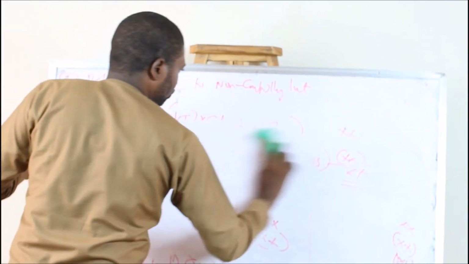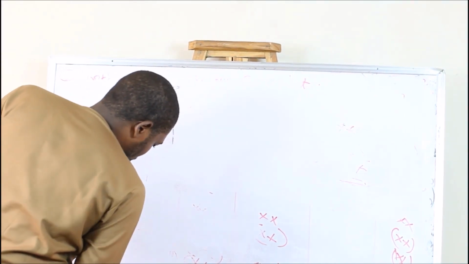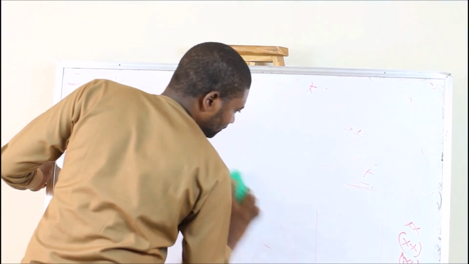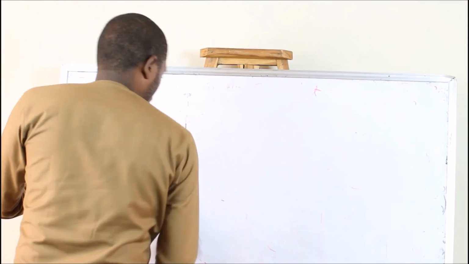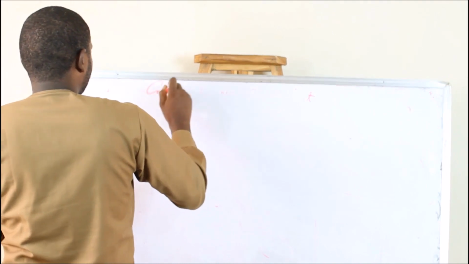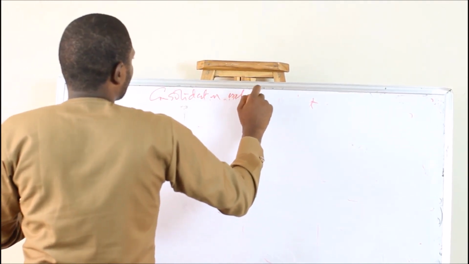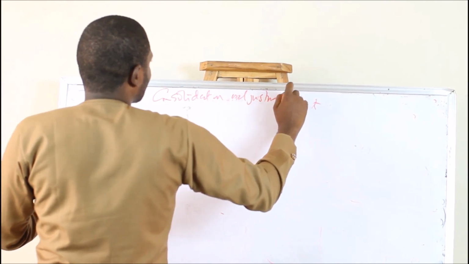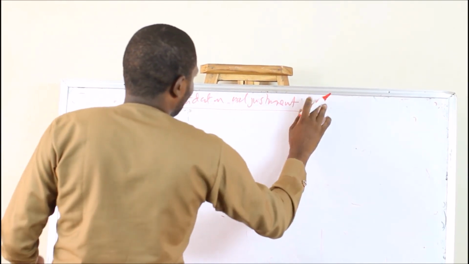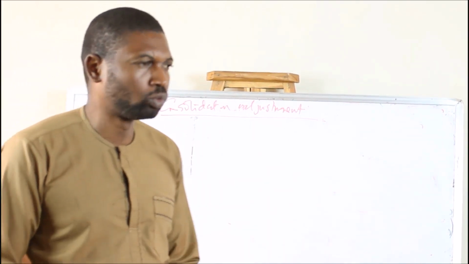How to treat it, we call it consolidation adjustments. How do you make some adjustments? Whenever they give you a profit or loss account, they are also going to give you some additional information. How do you make an adjustment for that additional information? That is what we want to look at now.